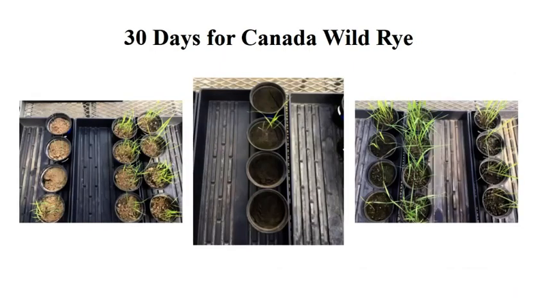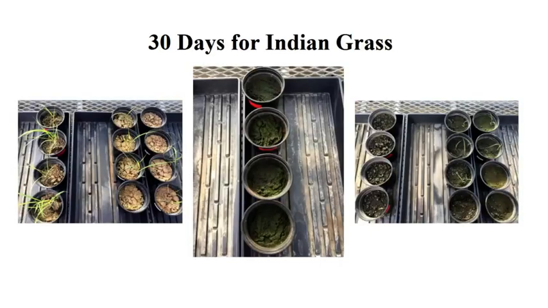This picture shows what the plants look like after 13 days. This one is for the Canada wildrye. From this figure, we can see the slurry mixed with soil has more vegetation than the slurry on the soil surface. In the middle is the control. Okay, this one is for the Indian grass.